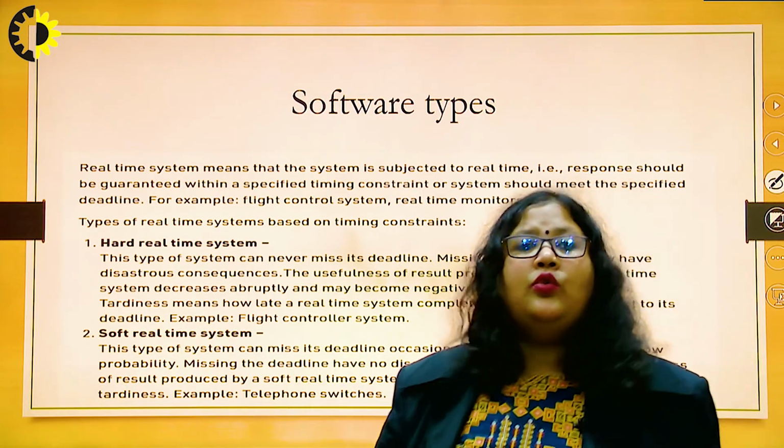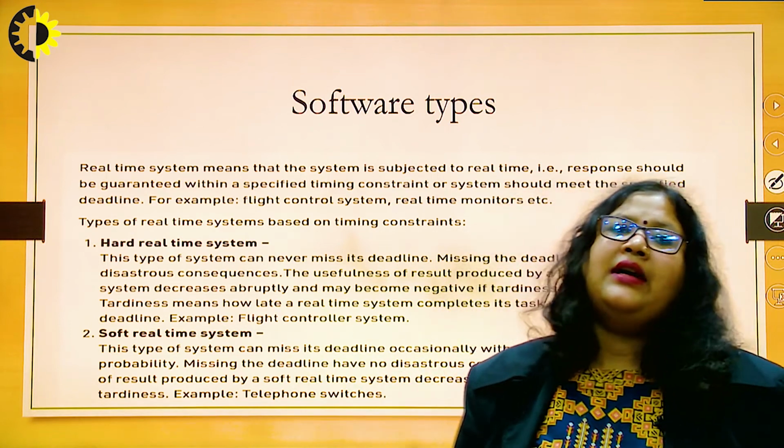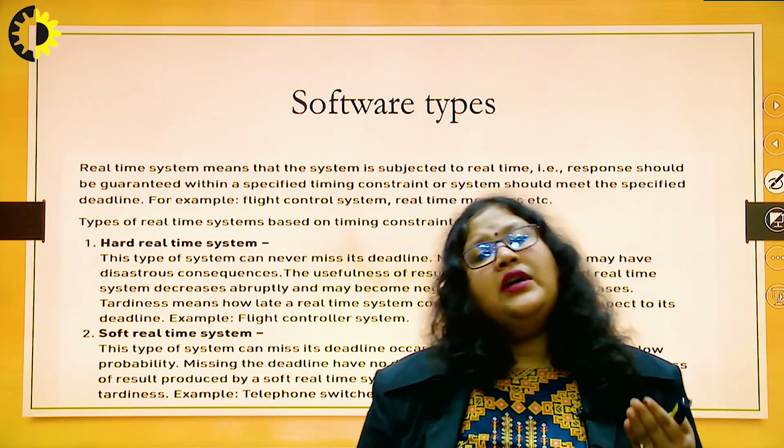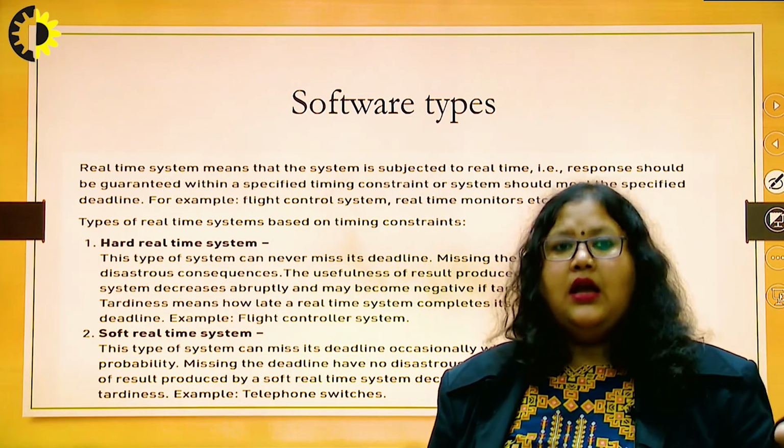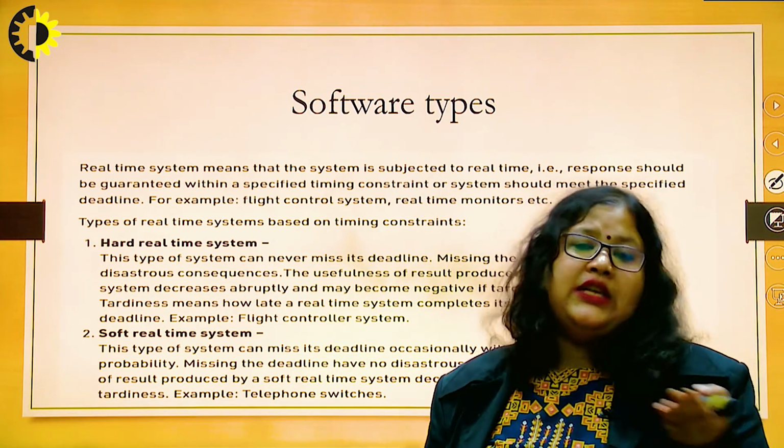Basically, there are two types. First is the hard real time and second is the soft real time. What does hard real time mean? Hard real time means the deadline is fixed. We can never change the deadlines.